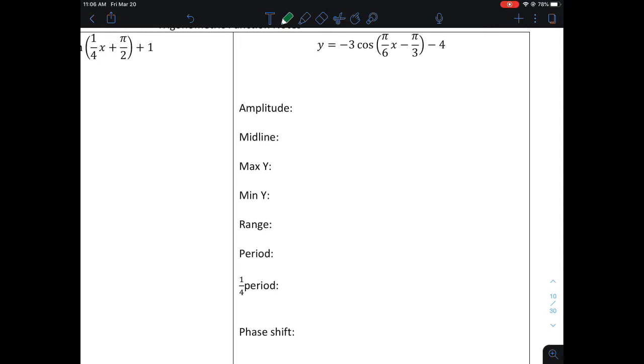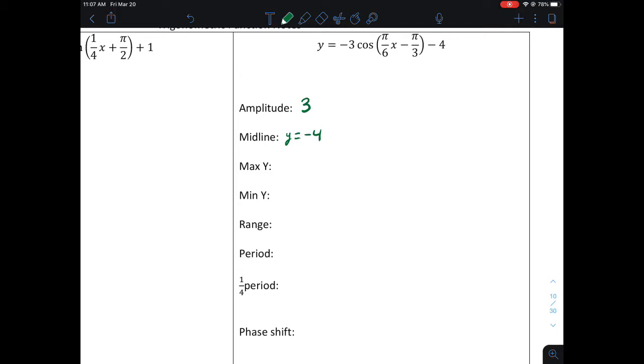So I start with the vertical part, because that goes a little quicker. I want to find my amplitude. Well, the amplitude here is 3. Remember, amplitude can never be negative. So my amplitude is 3. My midline here is -4.